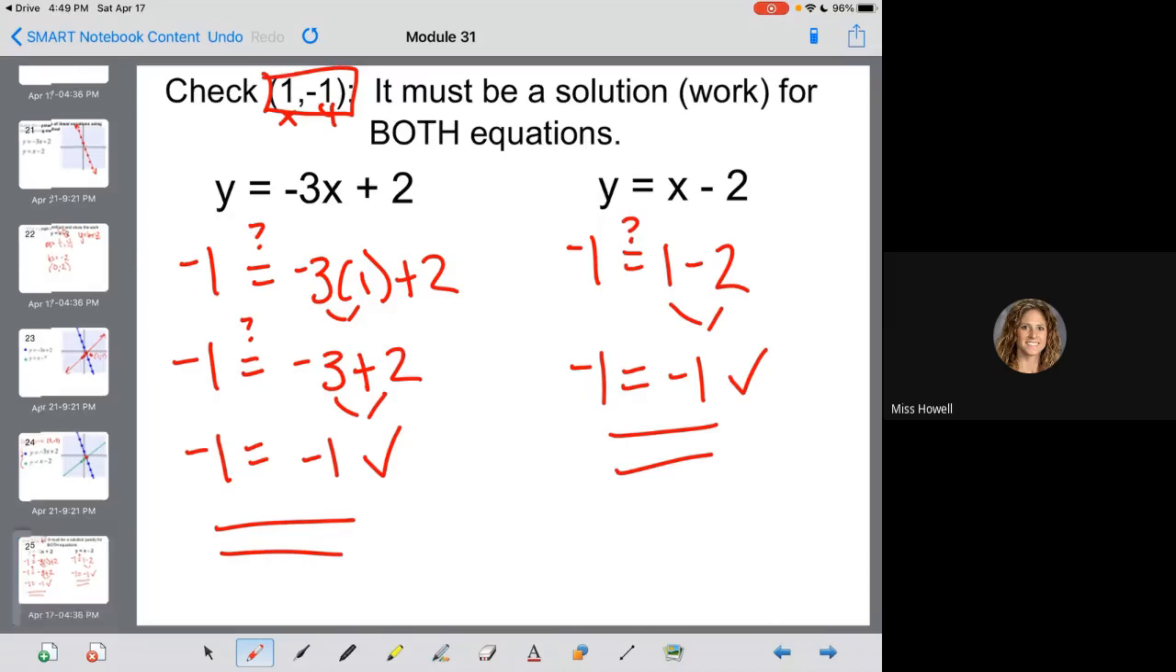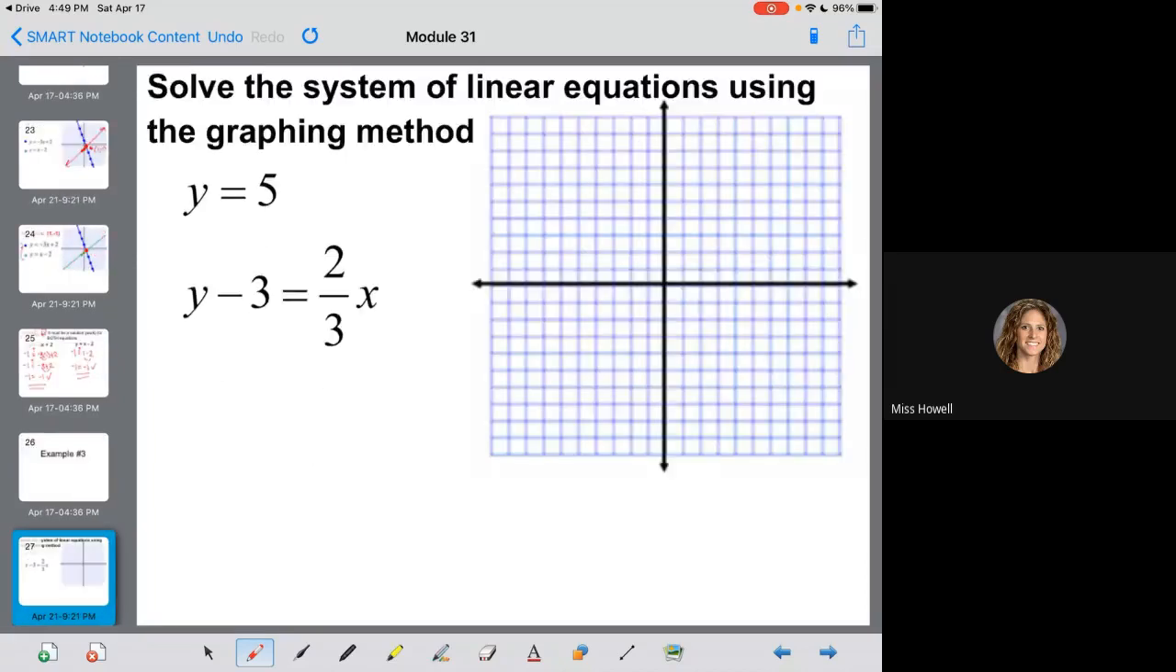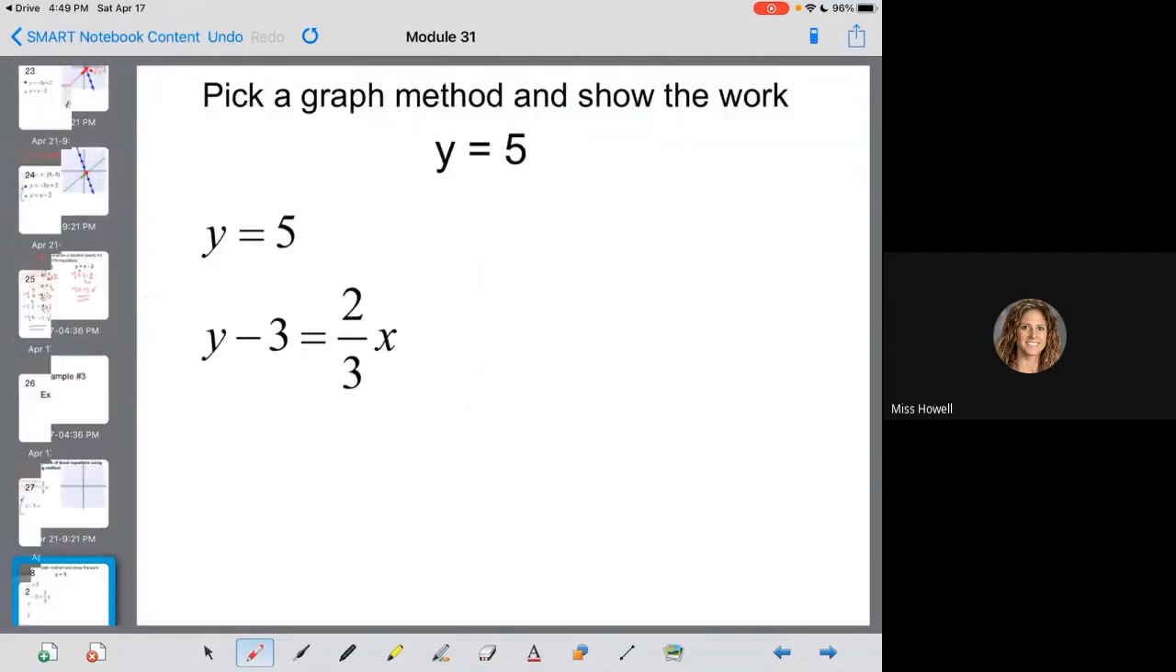All right, number 3. We want to try to solve this entire system. It's made up of two linear equations: y equals 5 and y minus 3 equals 2/3 x. So let's start with our y equals 5 line.